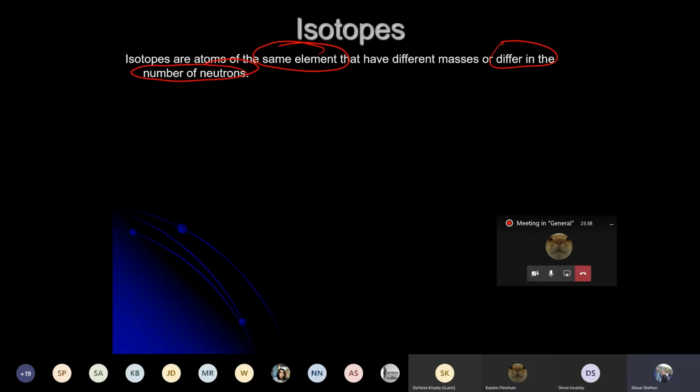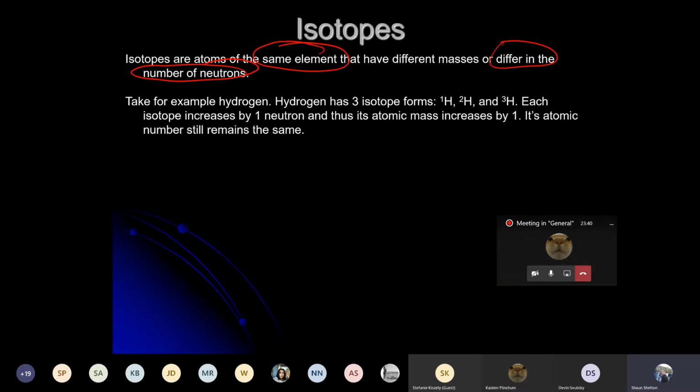Okay, so a great example is hydrogen. Hydrogen has 3 different isotopes. There is hydrogen 1, and this is how we would write it on paper. Hydrogen 2, and you have hydrogen 3. So when we write these in the form of the nuclear symbol.